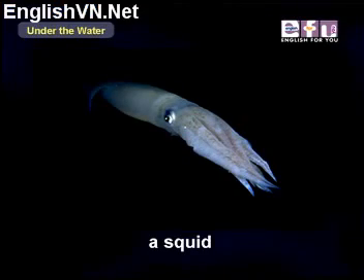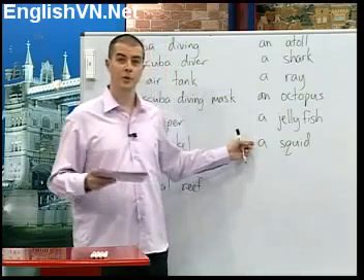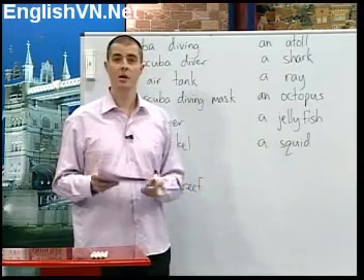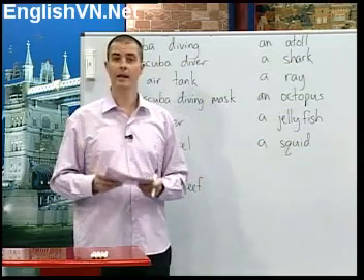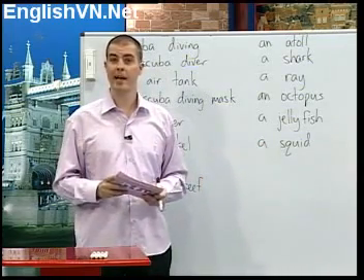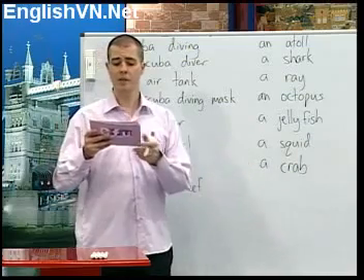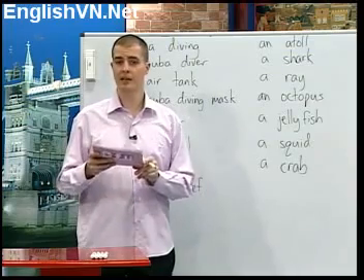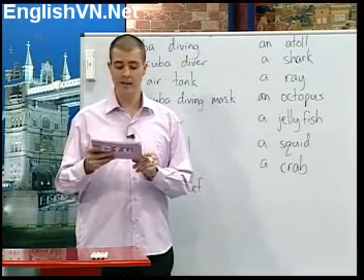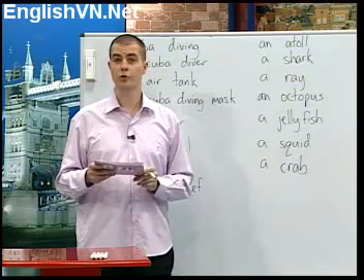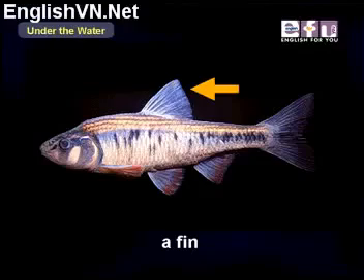A squid. A squid is a sea creature with a long body and long arms around its mouth. It has 8 arms. A crab. A crab is a sea creature whose body is covered with a shell and has 5 legs on each side with 2 large claws on the front.